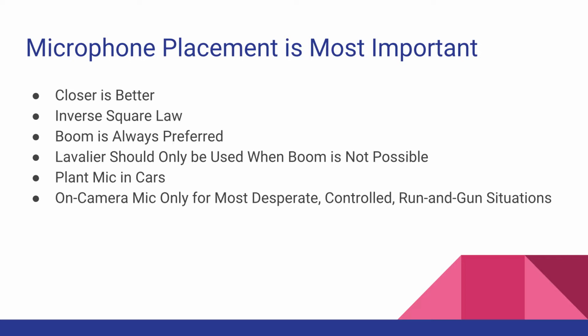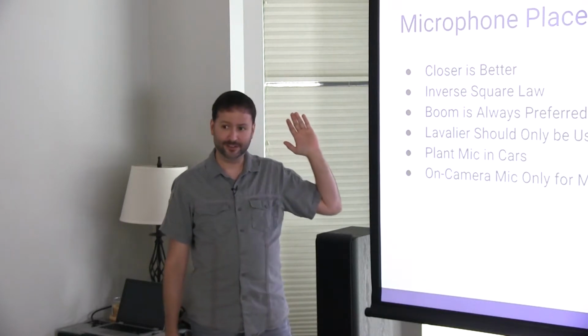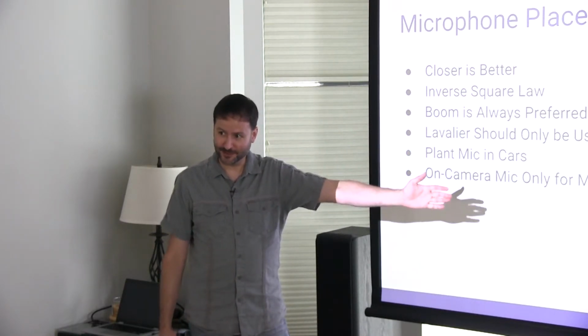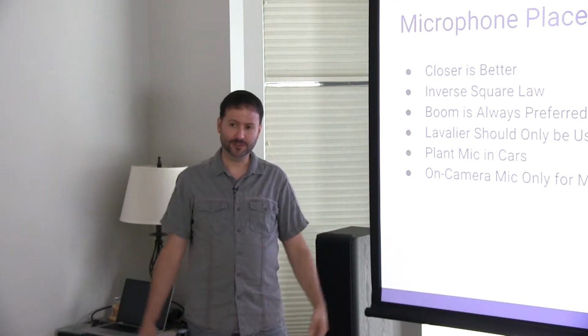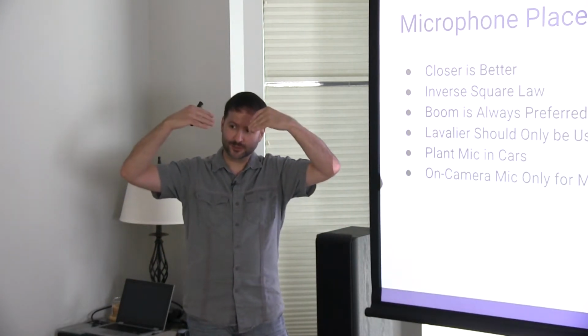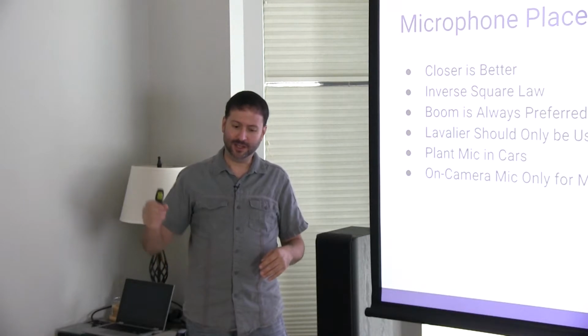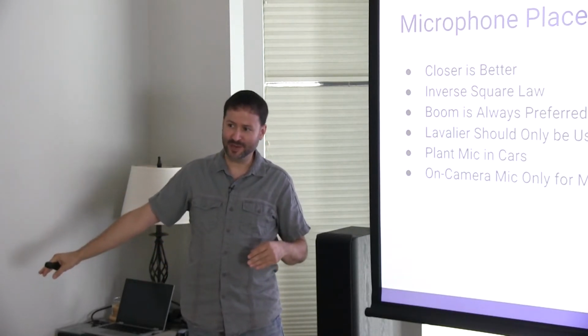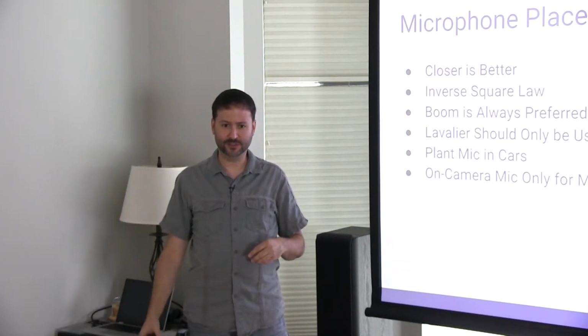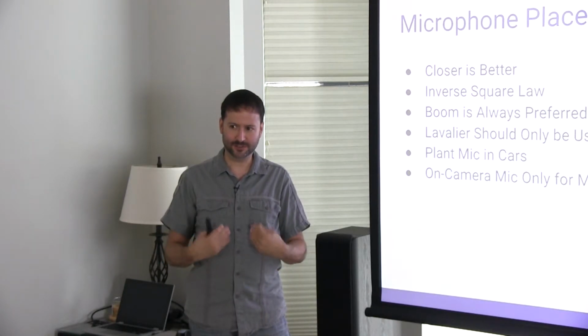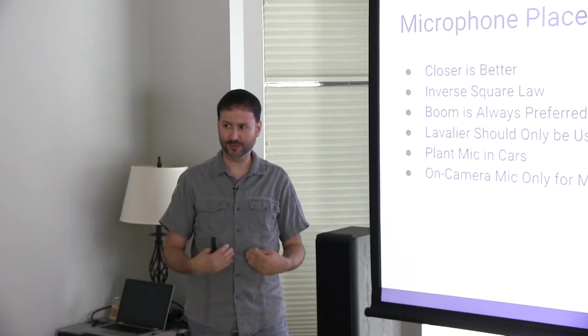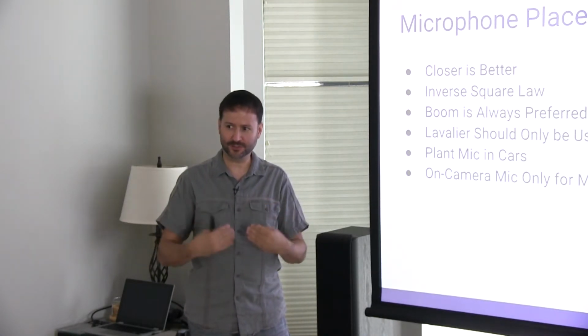So closer is better, and the reason that closer is better has to do with that inverse square law that we were talking about earlier. If you can get the microphone closer to the source, that means you can turn it down, and that means you're turning down the background noise. So the closer you are to the source, the more pure your recording is of the source itself and not other things.